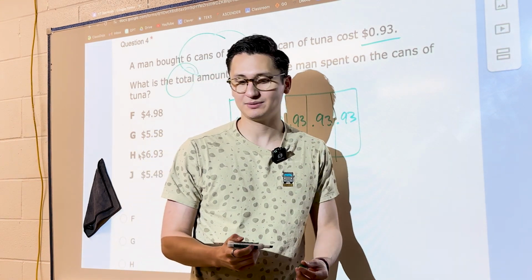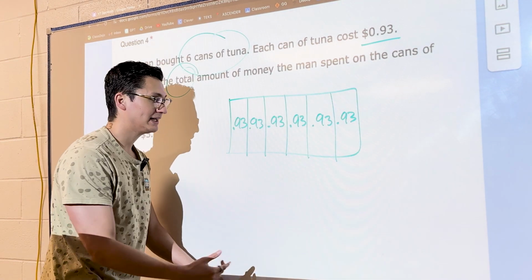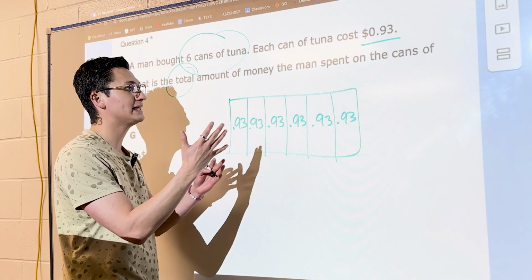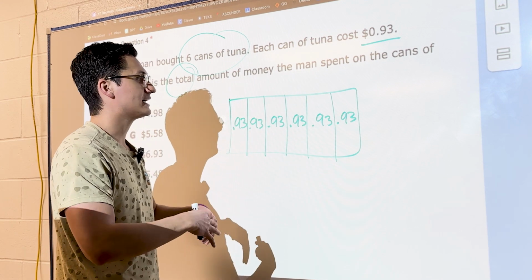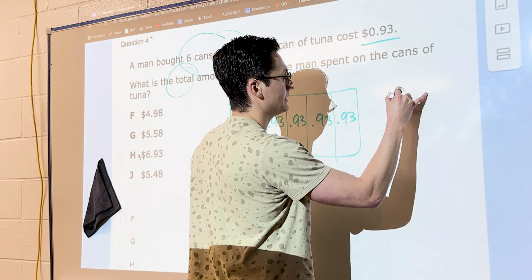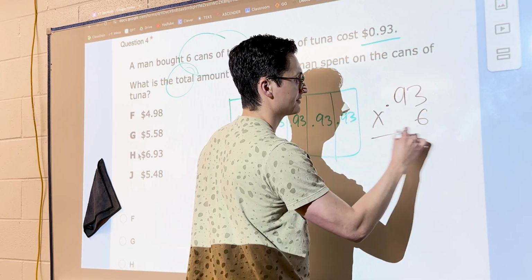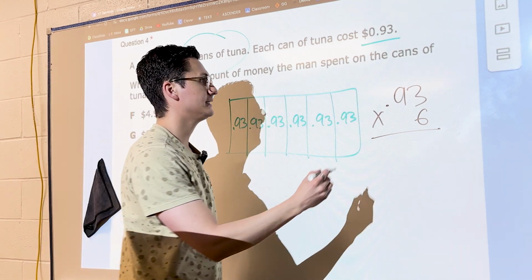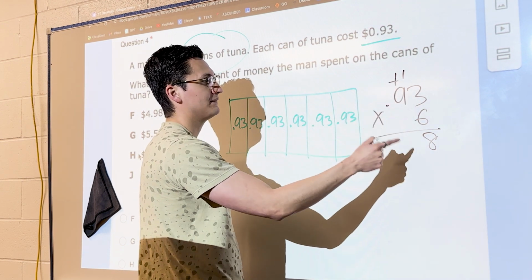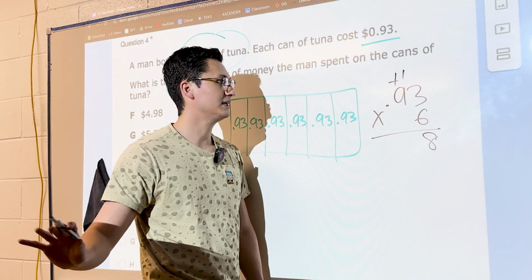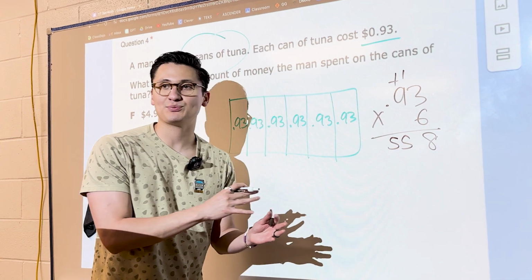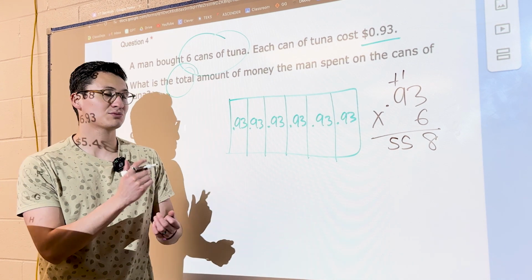But by now you guys know how to multiply. And that's why I really like drawing pictures because sometimes you can get confused just by reading it, but once you draw it, it comes alive and it becomes crystal clear what we have to do. So 0.93 times 6. 6 times 3? 18. Always remember to regroup. It's there for a reason. 6 times 9? 54. Plus 1? 55.